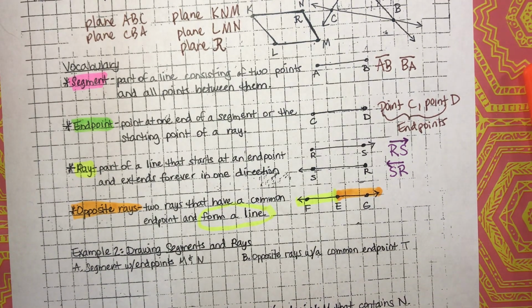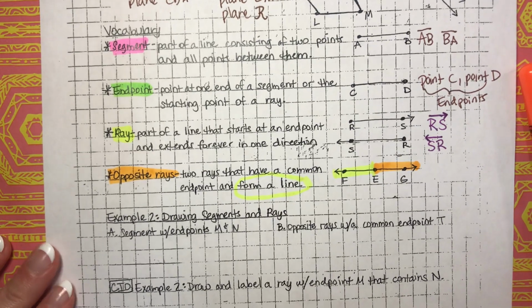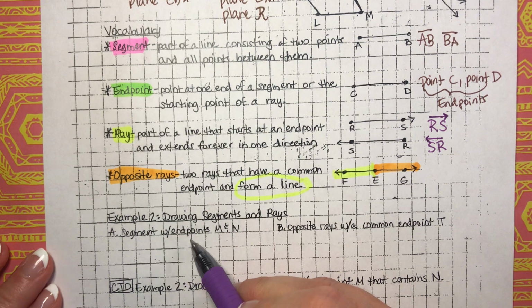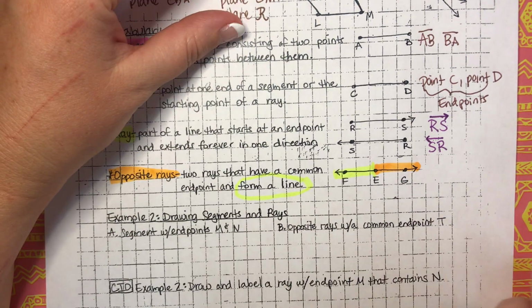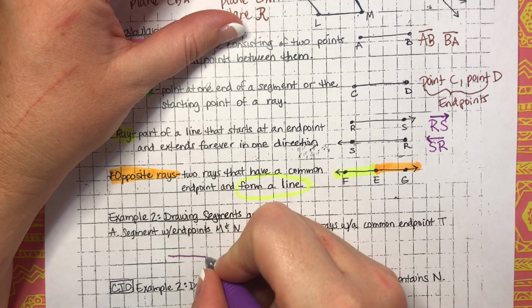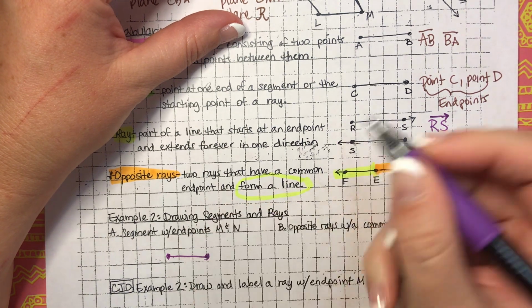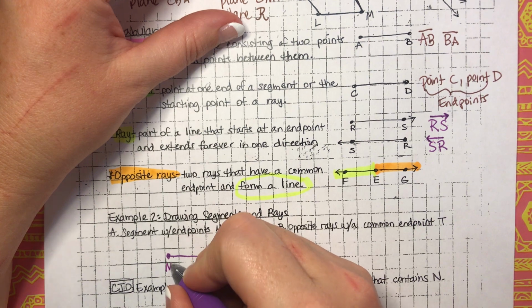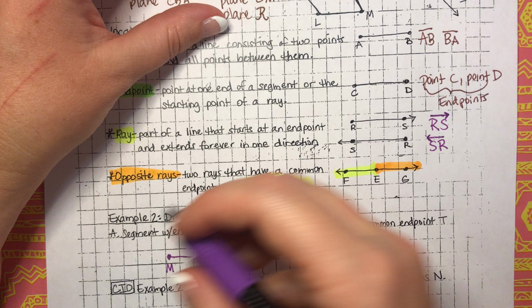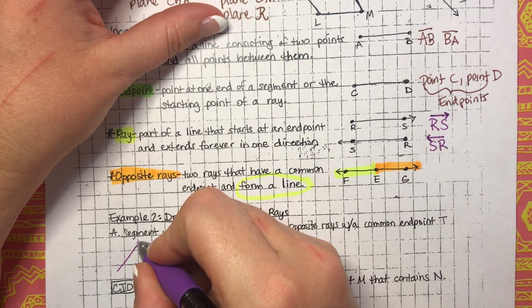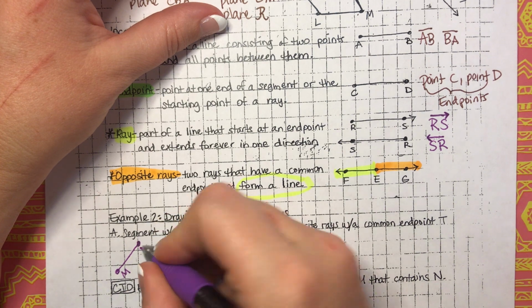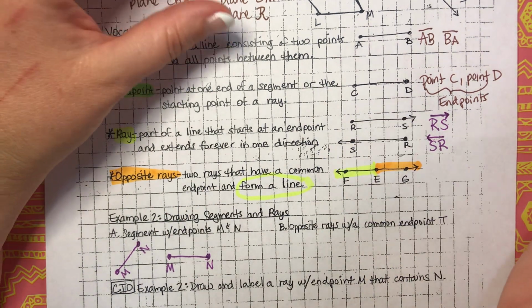All right, let's go on to example 2. So we're going to be drawing segments and rays. So the first thing we need to draw is just a segment with endpoints M and N. So a segment, so like a line segment. So I'm just going to draw a line segment like this. And I'm going to have an endpoint, and I'm going to call it M and N. And there you go. Or I could be a little bit more creative and make some type of slanted thing and call it M and N. Yeah, either would be okay.